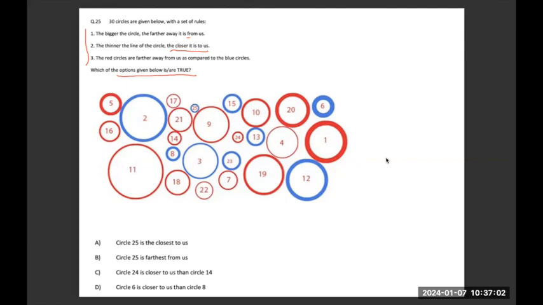And the last condition is given. In this kind of question, you don't have to check everything. You just have to go by the options which are provided. So circle 25 is closest to us. Where's circle 25? 1 second.